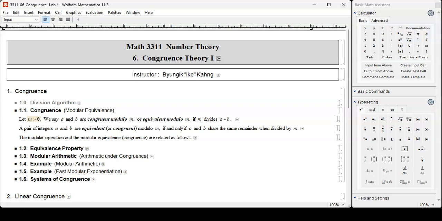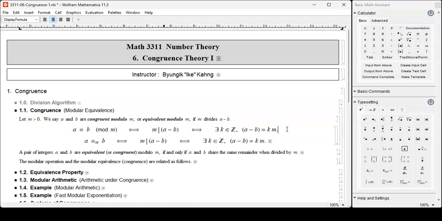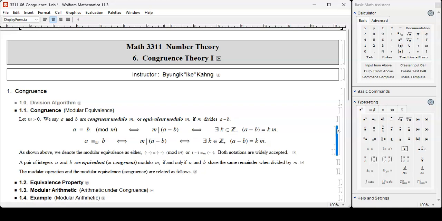Given a positive integer m, we say the integers a and b are congruent modulo m, or equivalent modulo m, if m divides a minus b. In other words, a minus b is some integer times m. We can use this notation with triple bar and parenthesis open modulo m, or we can use a second expression, triple bar subscript m. Both expressions are widely accepted, so I'm going to mix those up in this notebook so that you can be exposed to both.